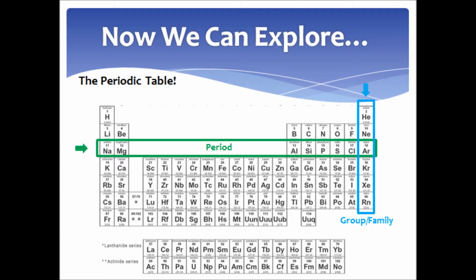And over here in our wonderful blue box, we have helium, neon, argon, krypton, and you just continue down vertically. And if those elements are all lined perfectly underneath each other, then they are all in the same group or family.